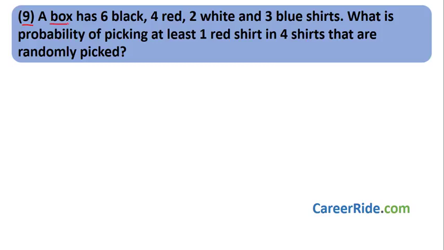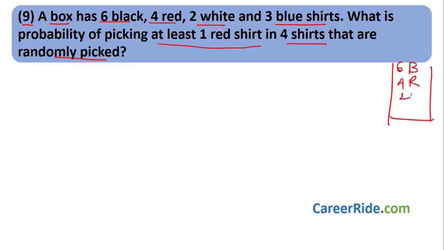Question number 9. A box has 6 black, 4 red, 2 white and 3 blue shirts. What is the probability of picking at least 1 red shirt in 4 shirts that are randomly picked? Again, very easy. There is a box, there are 6 black, 4 red, 2 white and 3 blue shirts. Total shirts are 15. There are 15 shirts. This is nothing but the total.